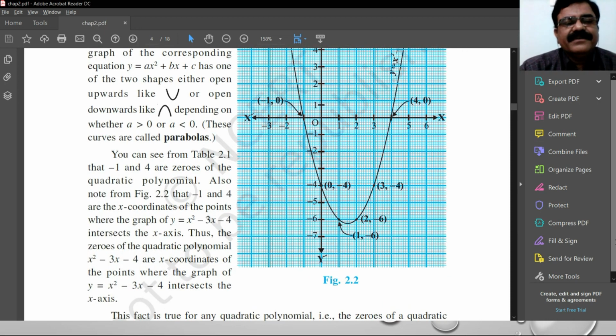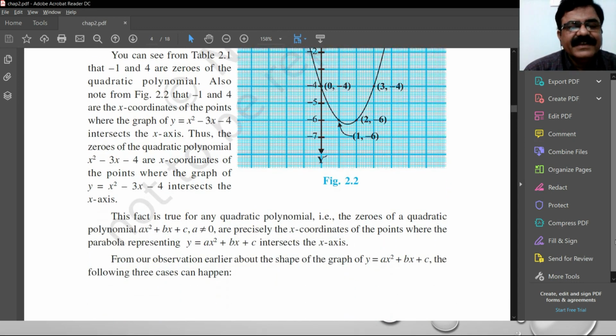You can see from the table that -1 and 4 are zeros of the quadratic polynomial. Also note from this figure 2.2 that -1 and 4 are the x coordinates of the points where the graph of y is equal to x square minus 3x minus 4 intersects the x-axis. Thus, the zeros of the quadratic polynomial x square minus 3x minus 4 are the x coordinates of the points where the graph of y is equal to x square minus 3x minus 4 intersects the x-axis.